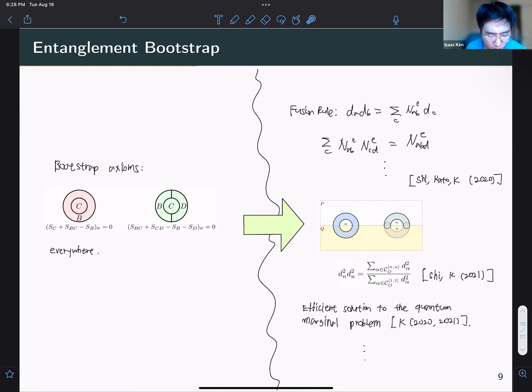Right, so it's a good question. Are we assuming that the area law is true? And the answer is yes. If we assume that the area law is true, then the bootstrap axioms are satisfied. And I think this is actually an if and only if condition. If these are satisfied exactly, then the area law is also satisfied exactly. So one can say that this is basically just assuming the area law in a strong form.